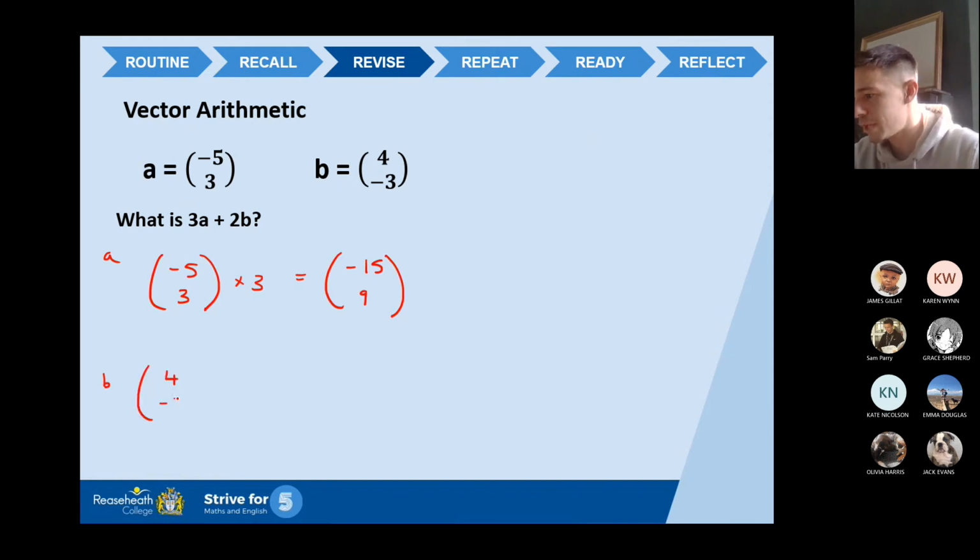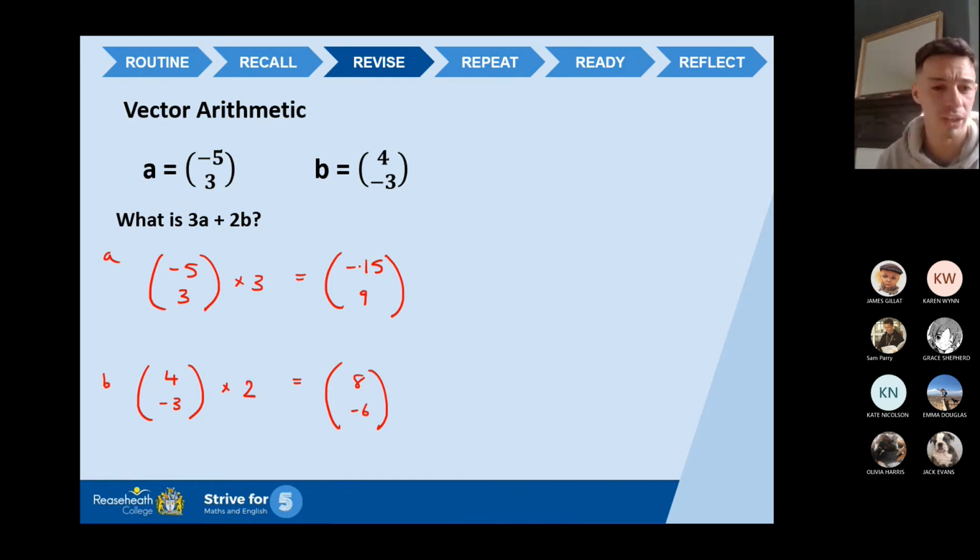That's going to be 4, minus 3. And I want two lots of it, so I'm going to times it by 2. Okay, so that's going to be 8. 4 times 2 is 8. Minus 3 times 2 is minus 6. So they're my two new fractions, or my two new vectors that I'm working with.